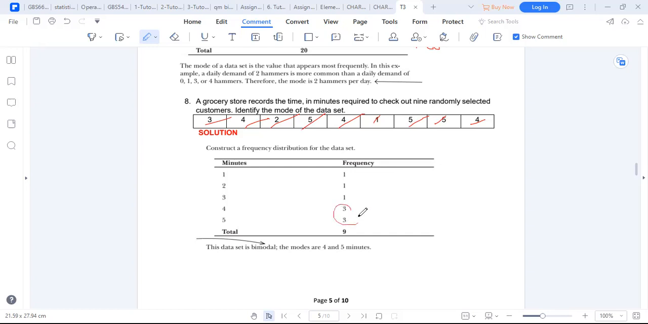So here we have 4 and 5. So this is a bimodal distribution. If there are more than 2, it is multimodal. So if all of them were 1s throughout, there'll be no mode at all.